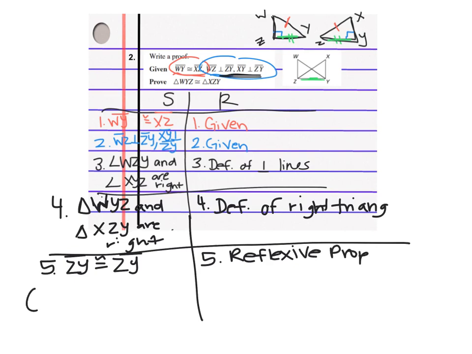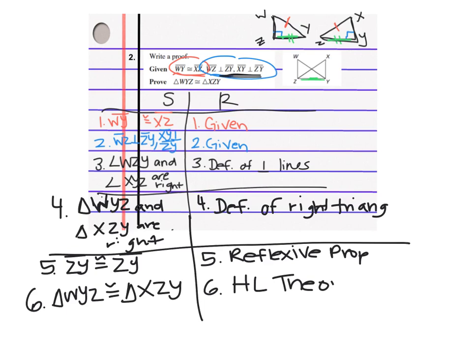And so lastly, I can end with what's given, that triangle WYZ is congruent to triangle XZY because of the hypotenuse leg theorem. So I can use that for a right triangle, and then I only have to have two sides, and I have to know that it's a right triangle. All right, so pause the video if you need more time. I'm going to move on to our last example.